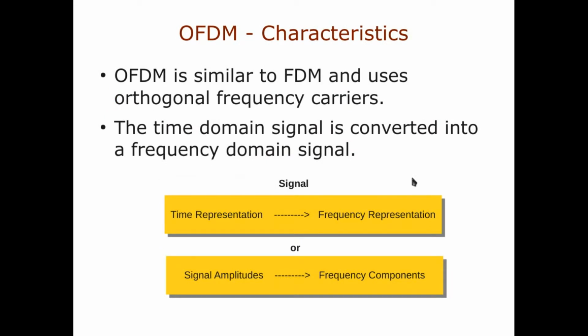Now the OFDM signal is characterized by many frequencies, usually called a multi-carrier technique. OFDM uses multiple carriers in order to modulate the data. The time domain signal is actually being represented in the frequency, thus the signal amplitudes become frequency components.